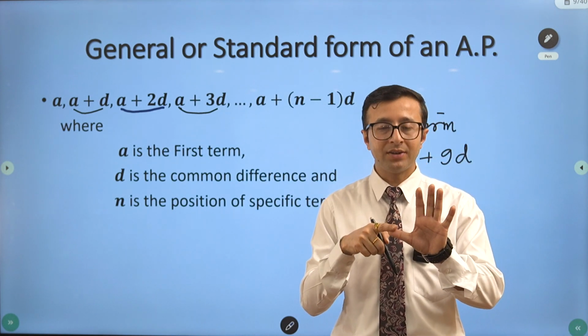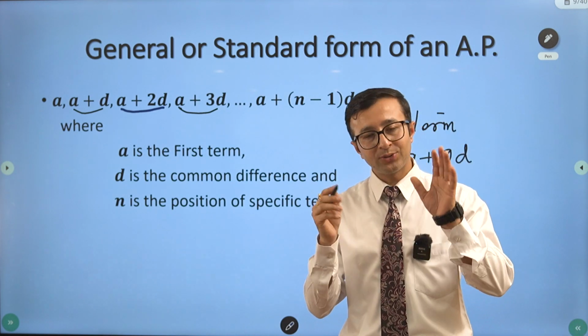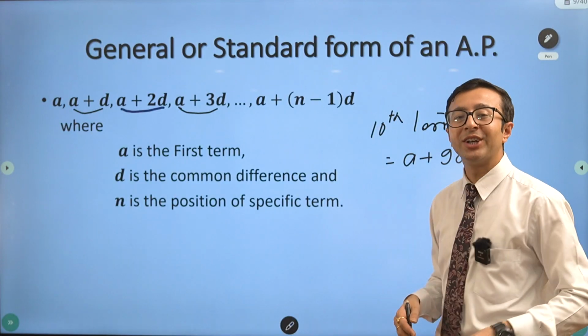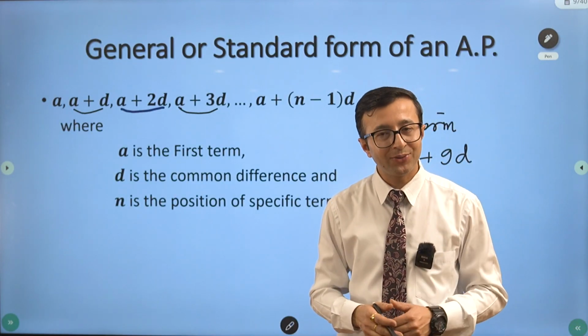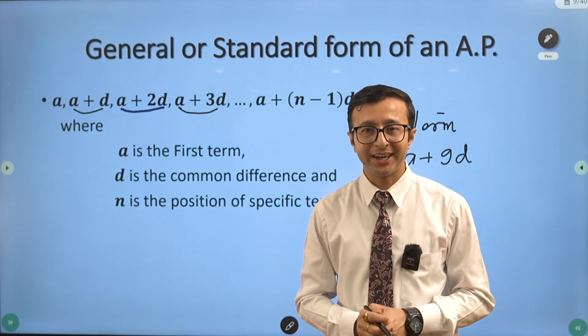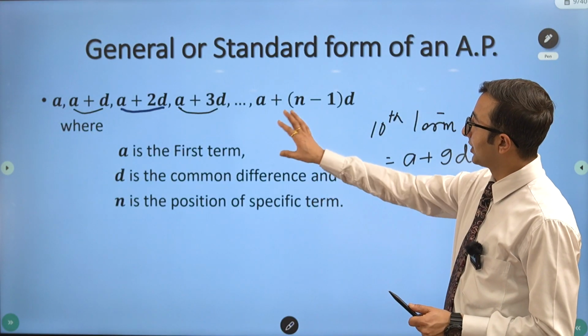Without adding any differences, we are getting the first term. That's why to get the other terms, we just need to add the gaps. So to reach the 10th term from the first term, how many gaps do we need to add? We need to add 9 gaps. Clear or not? So this is the general form.